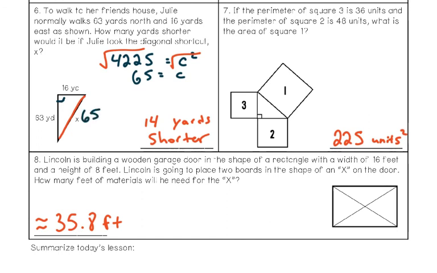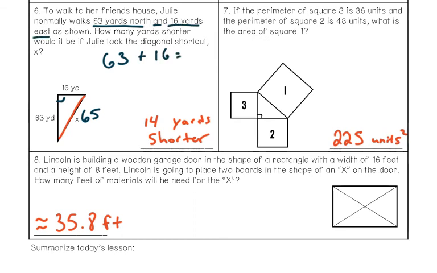But the question wasn't just asking me to find the diagonal shortcut. The question was asking me, how many yards shorter would it be if we took the diagonal shortcut? Since Julie normally walks 63 yards north, and 16 yards east, she walks a total of 79 yards to get to her friend's house.